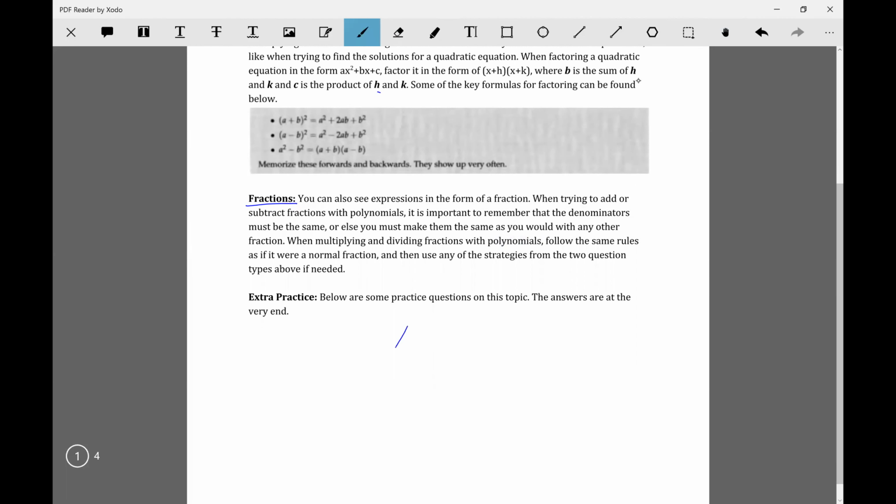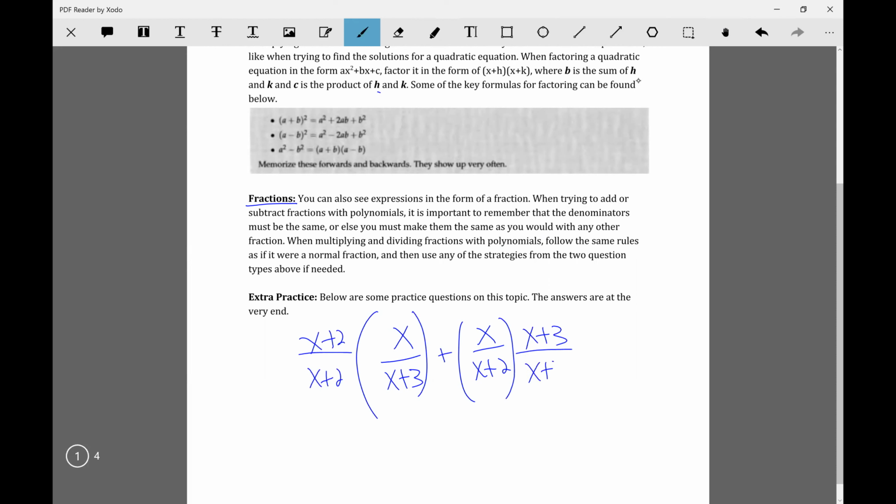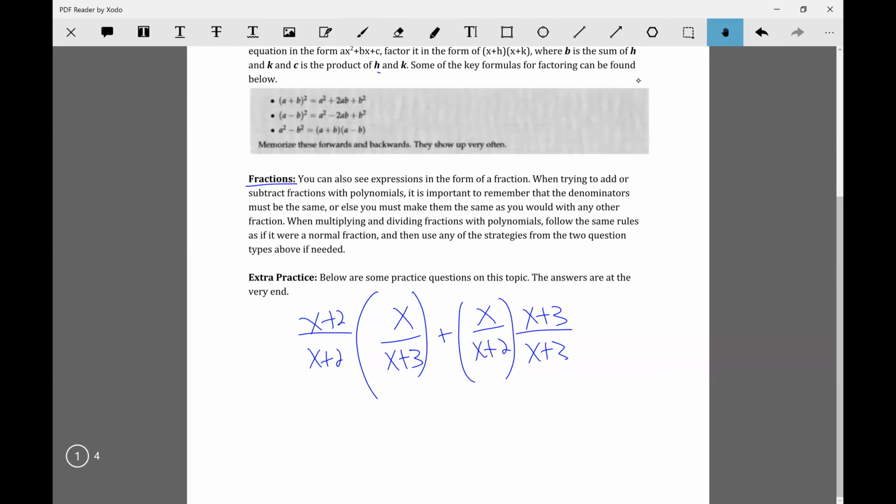So let's say I had x over x plus 3. I'm trying to add it to x over x plus 2. I can't do it now because the denominators aren't the same. So what I would personally do is I would multiply this times x plus 2 over x plus 2 and multiply this by x plus 3 over x plus 3. And that would give you a common denominator that you can then add and then simplify later on using the earlier ones.